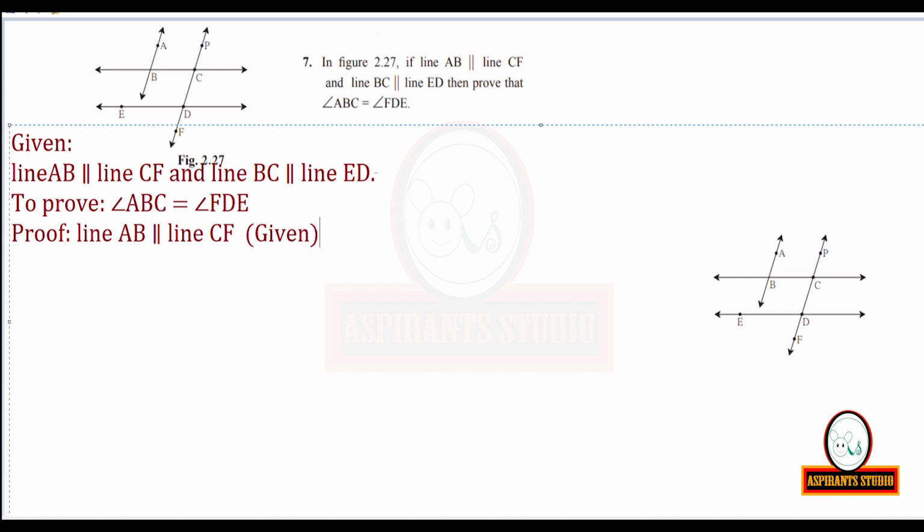Now, coming to the proof, line AB is parallel to line CF, given, and line BC is the transversal. Now, look at the alternate angles over there. Angle ABC and angle BCD are alternate angles and they are congruent because line AB is parallel to line CF. So, lines are parallel, so the alternate angles formed are congruent. This is because of the alternate angles theorem. So, you have to write the reason as alternate angles. Take this as equation number 1.